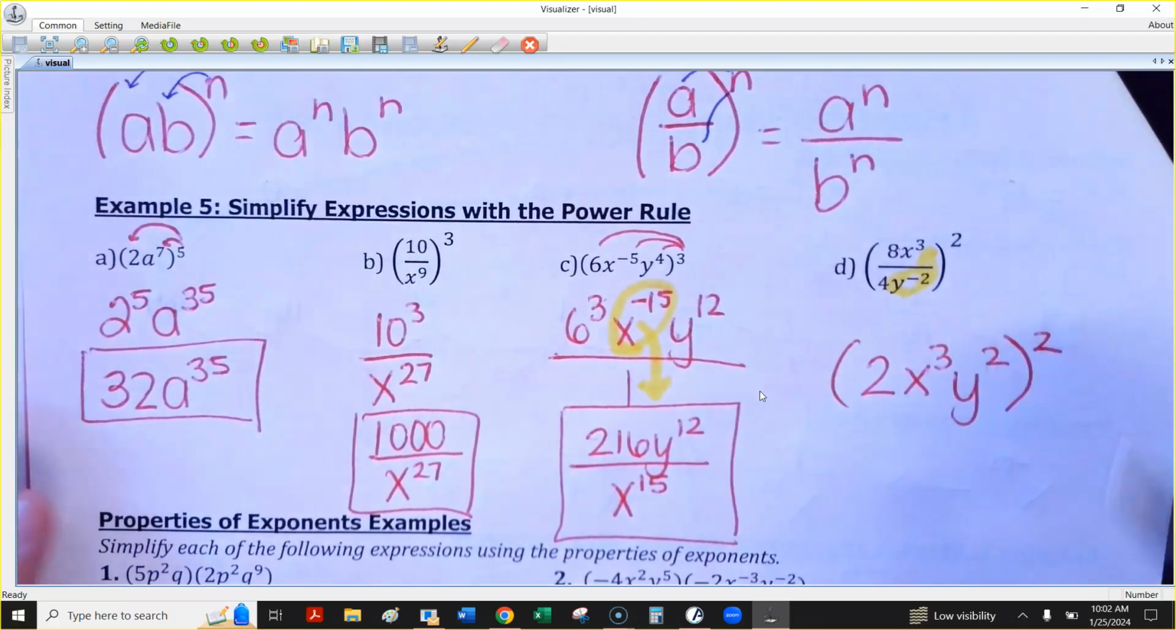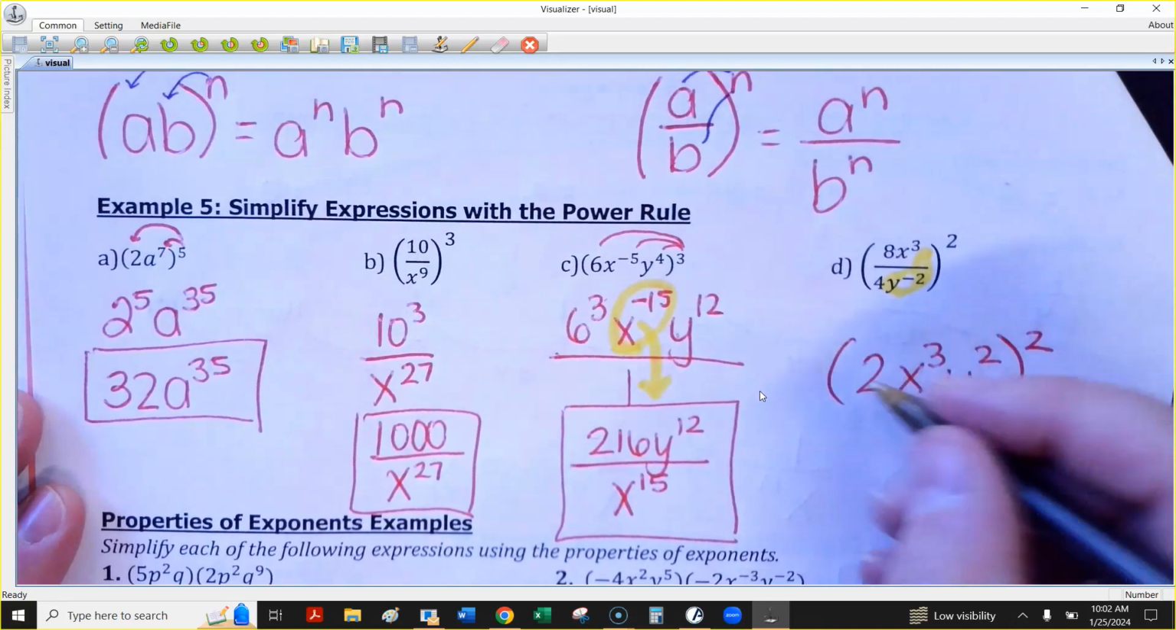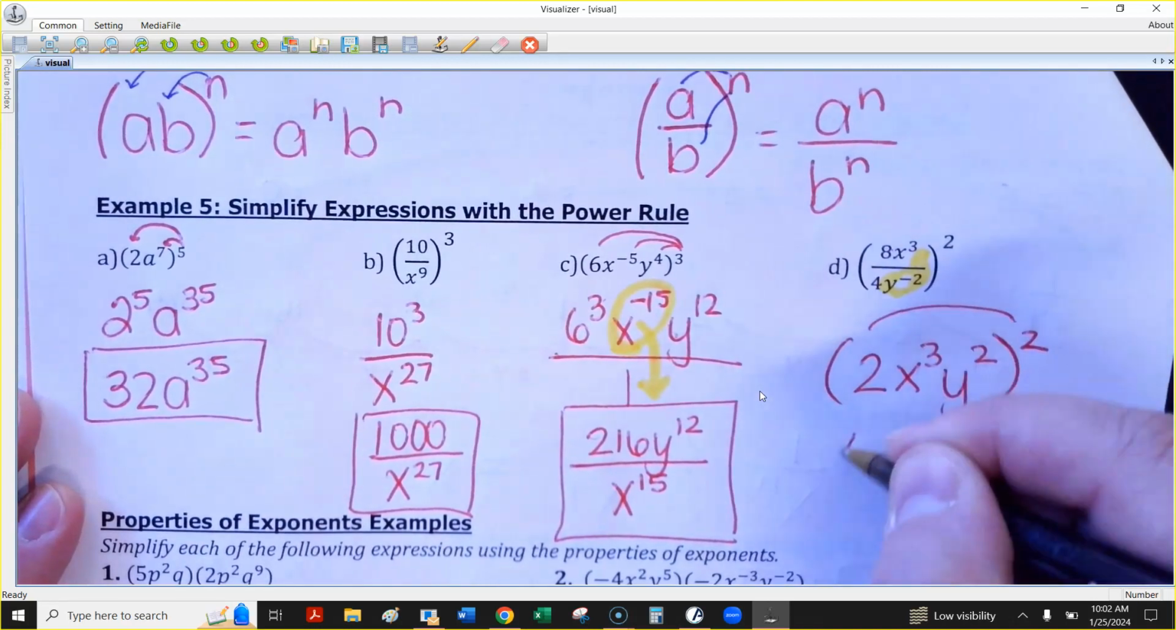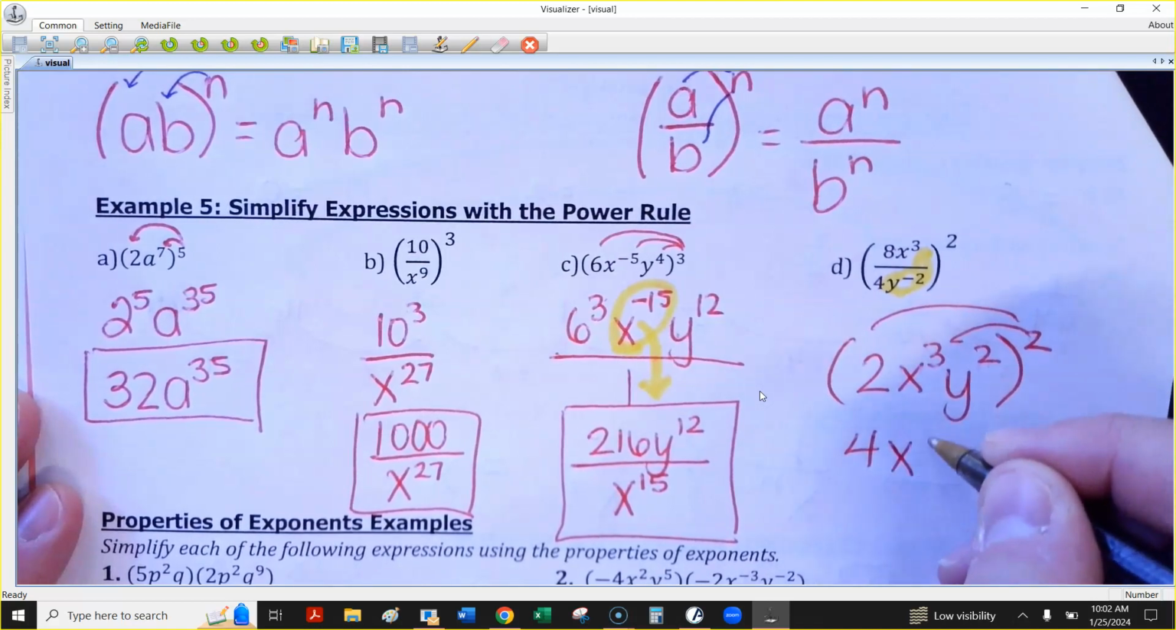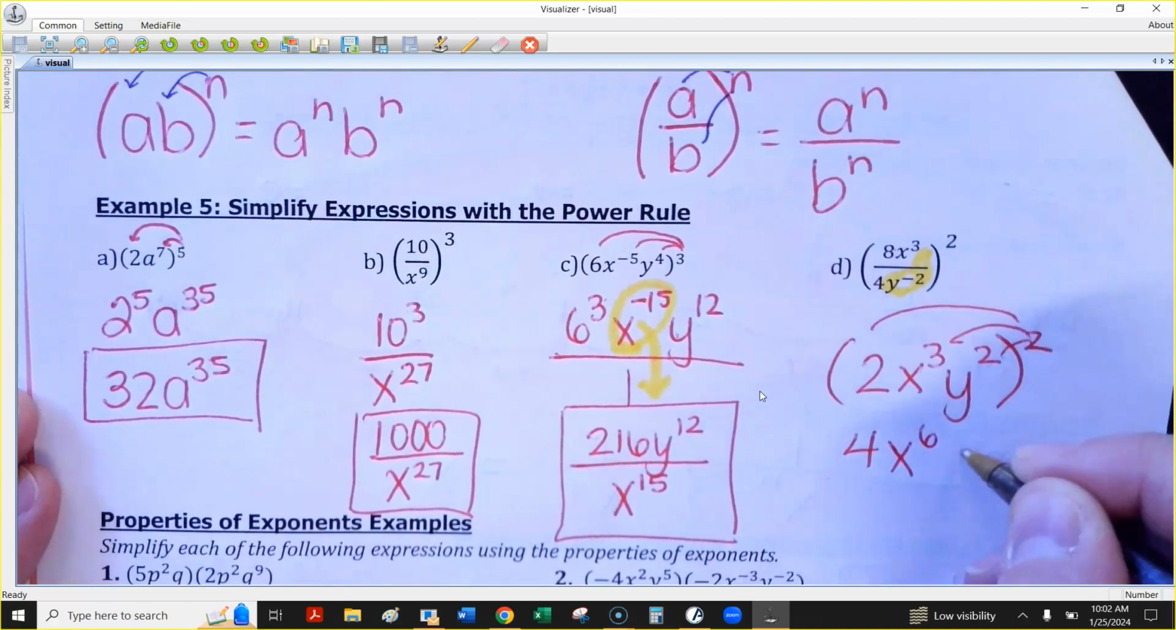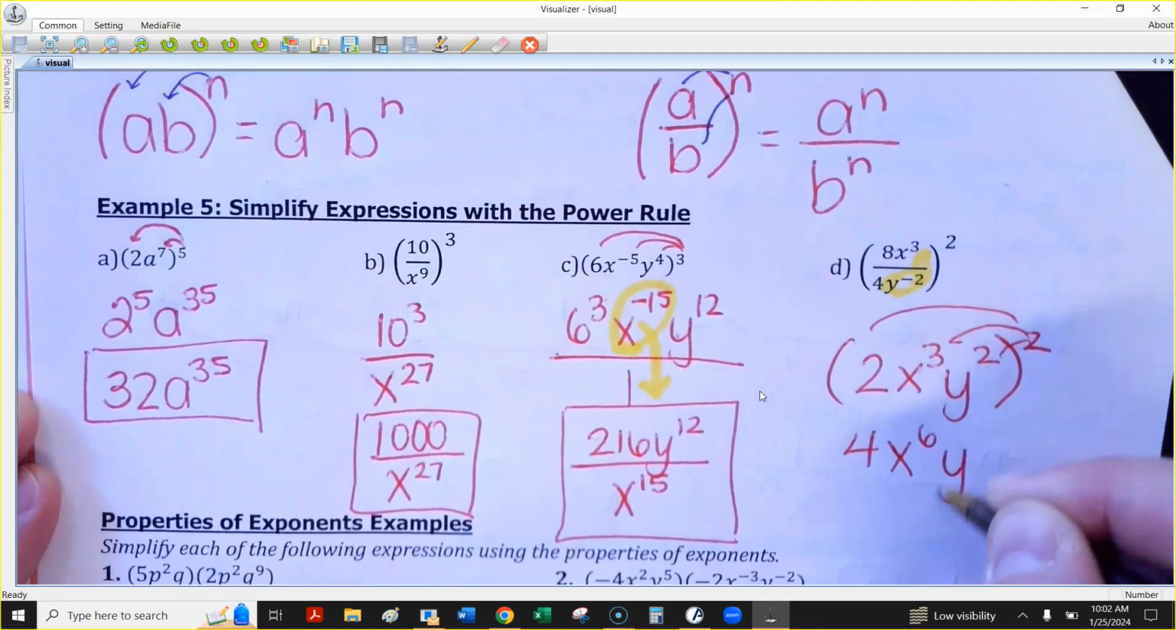And then I'm just doing a product to a power here. 2 squared would be 4. X cubed to the second would be x to the sixth. And y squared squared would be y to the fourth.